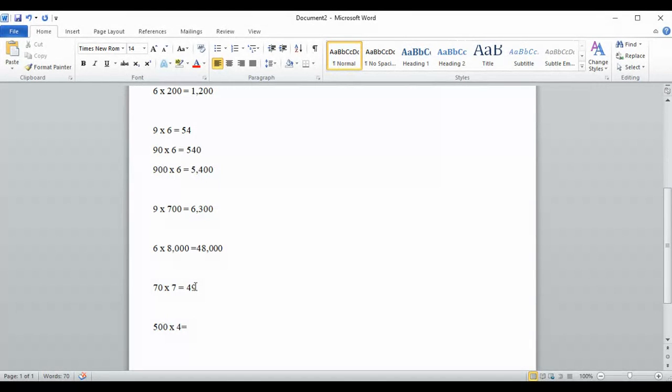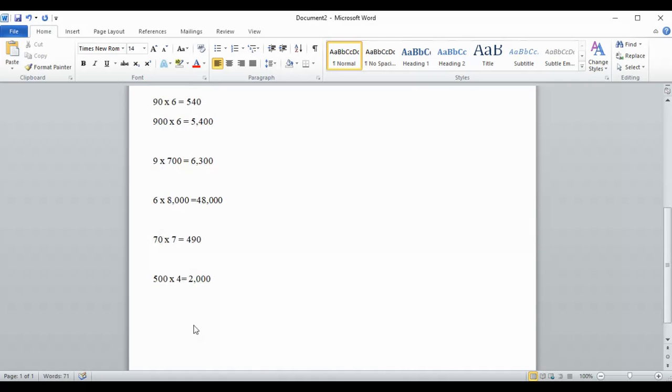And then we're going to add 1 zero, because we have a 0 in our 70, because we're not doing straight 7 times 7. We're doing 70 times 7. And then here we're going to find our math fact. 5 times 4, which gives us 20. And then we're going to add 2 zeros. Now, I know the number 20 already has 1 zero in it, but that is the answer to the math fact. So we have to add 2 additional zeros there because we are multiplying by 500.